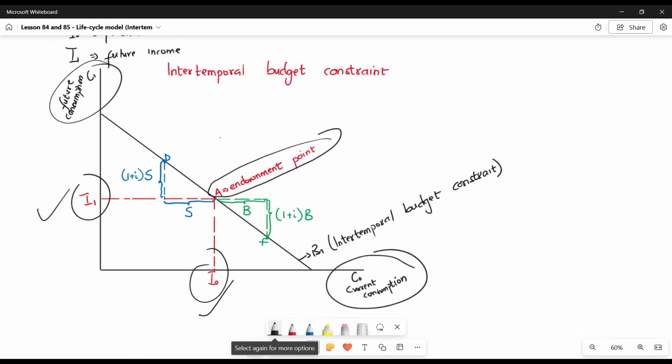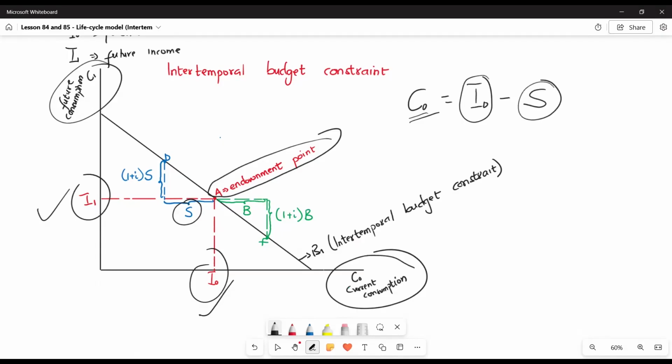Now, apart from this endowment point option, another option that is available is to save part of his current income so that he can consume more in the future. So if someone saves S dollars in the current period, then his current consumption, C0, is going to be equal to I0 minus S. This means that his current consumption is the income that he gets in his current period minus the amount that is saved. So the rest is what he consumes.